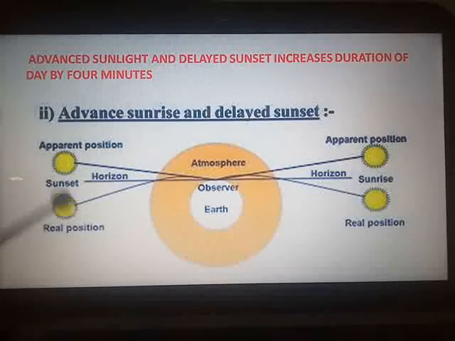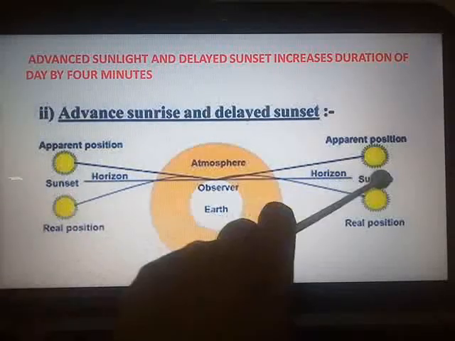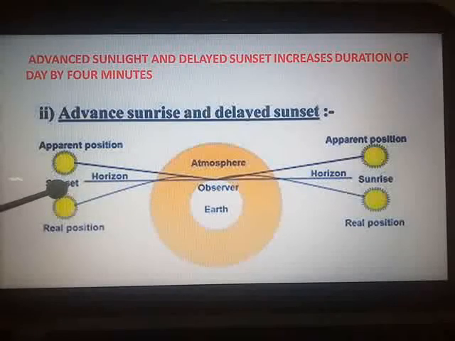Real position, apparent position at sunrise, during sunset. When should the observer see the sun? When the sun is at the horizon, but 2 minutes before sunrise the observer can see it. Similarly, after the sun sets also, 2 minutes after that the observer can still see it.